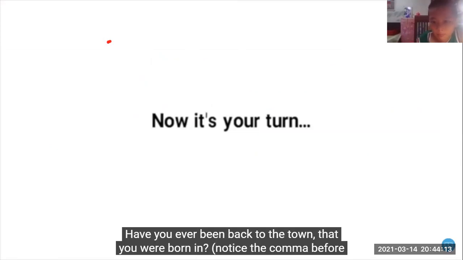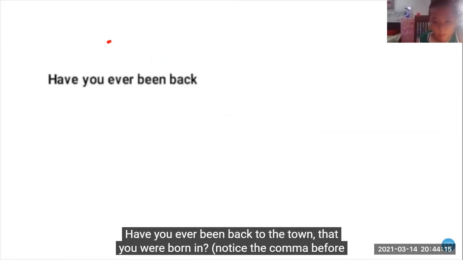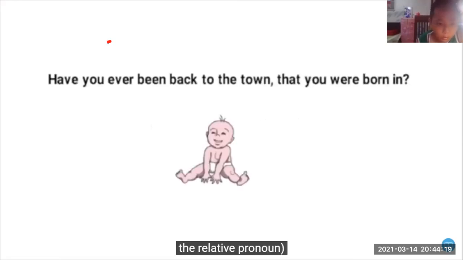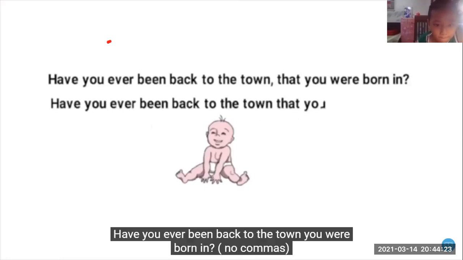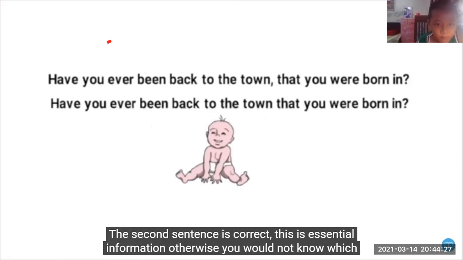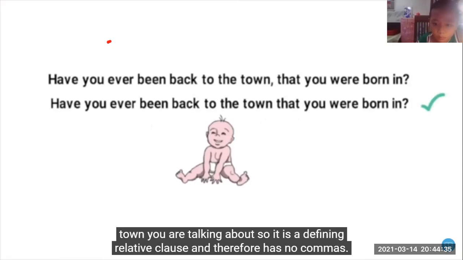One. Have you ever been back to the town that you were born in? Notice the comma before the relative pronoun. Or have you ever been back to the town you were born in? With no commas. The second sentence is correct. This is essential information. Otherwise, you would not know which town you are talking about. So it's a defining relative clause and therefore has no commas.